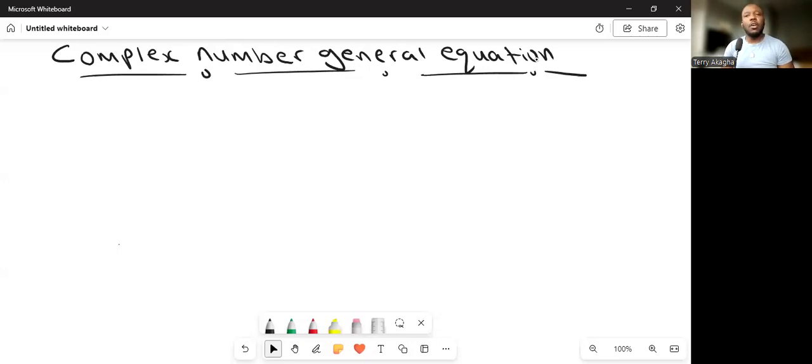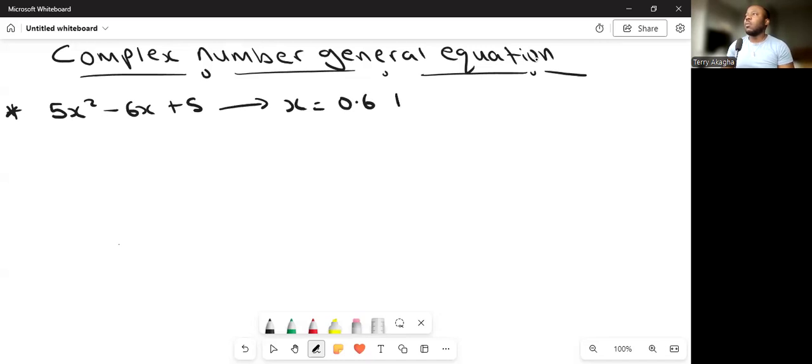So in the second video of this series, I gave you a quadratic equation, and I told you that it had two possible solutions. If I remember correctly, the equation was 5x squared minus 6x plus 5. After solving this, the final answer we got was x is equal to 0.6 plus j0.8, and 0.6 minus j0.8. That was the answer we got after solving it, okay?